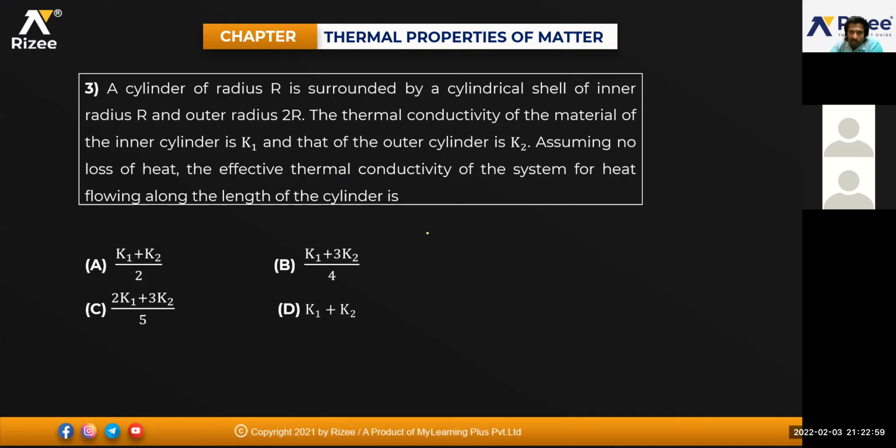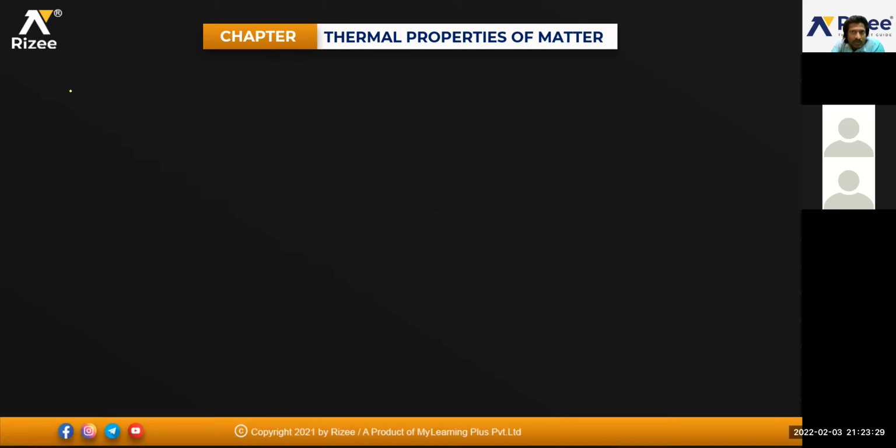See, we know the formula for this one, beta. K equivalent will be equal to (K1 A1 plus K2 A2) divided by (A1 plus A2). I did this one in the class. What we have got: a cylinder of radius R is surrounded by a cylindrical shell of inner radius R. Now see here, I'm taking right now one cylinder.